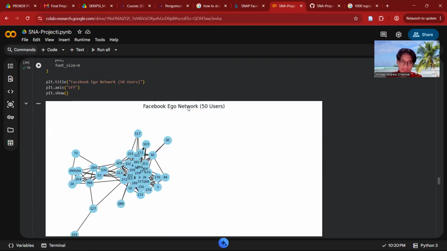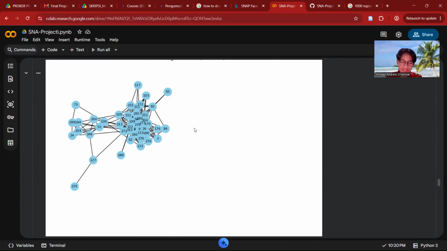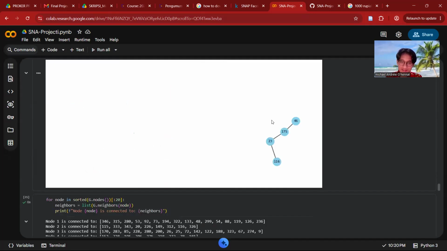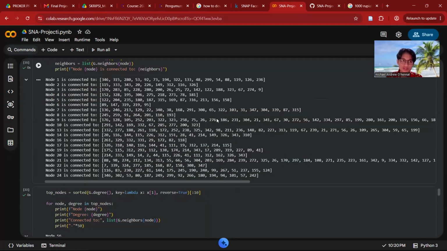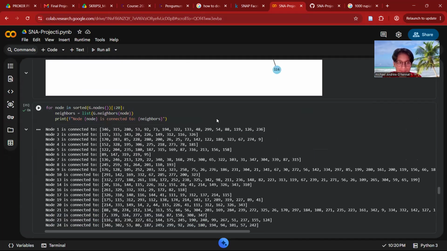So this is the Facebook ego network for 50 users. The ego is the same. I just added this, and this is the separated group from the main group. I made this to make it clear how many connections there are for each node.